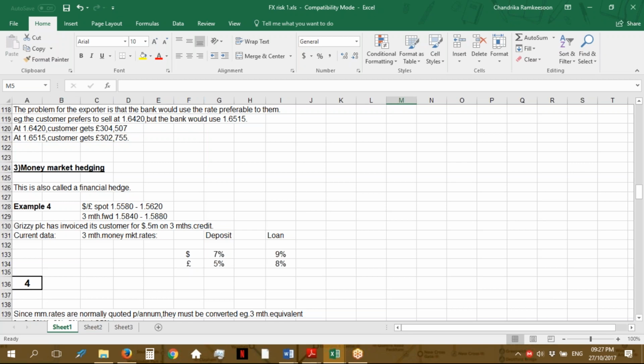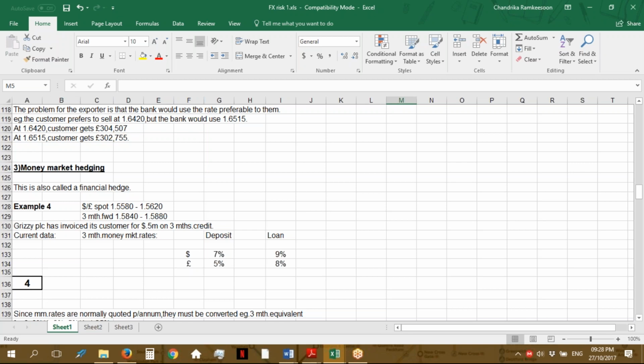The deposit rate, the loan rate: 7%, 9%, 5%, 8%. 7% and 9% mean the deposit and loan rate respectively for dollars. Now remember, rates are quoted per annum, which means if this British firm wants to deposit dollars in its bank, it would get 7% per annum. If it needs to take out a loan denominated in dollars, it will have to pay 9%. Those are the rates applicable for sterling.